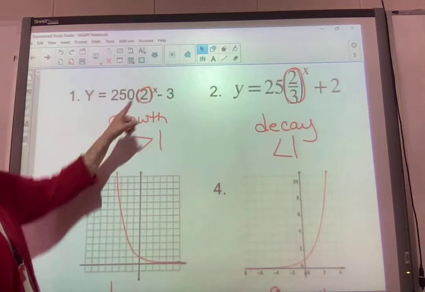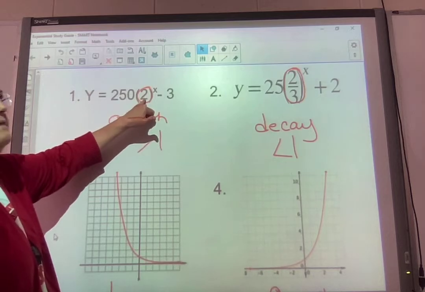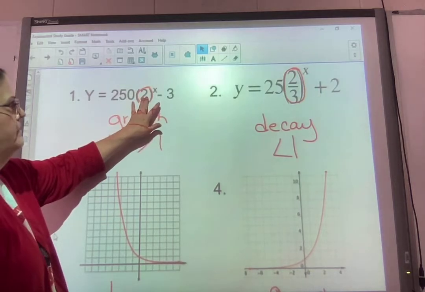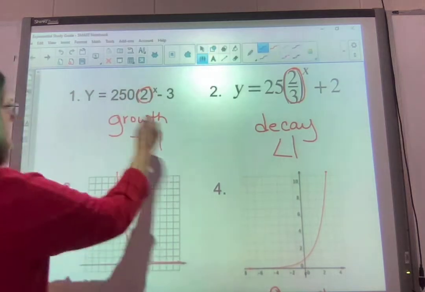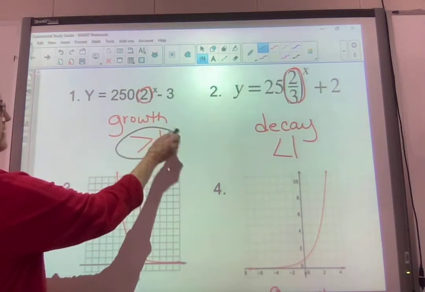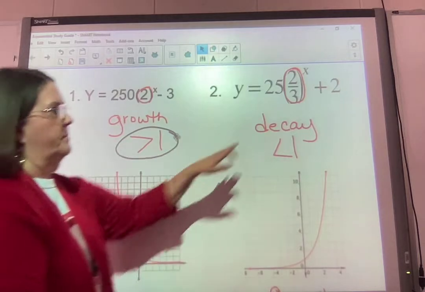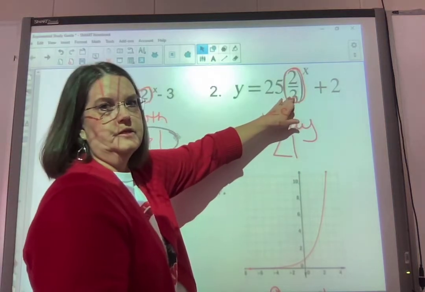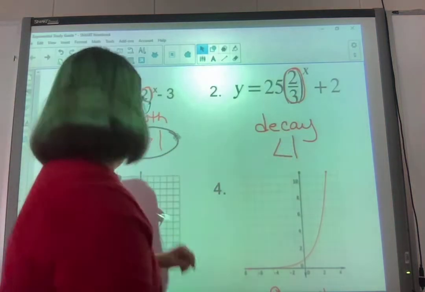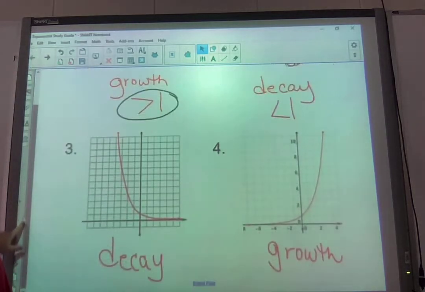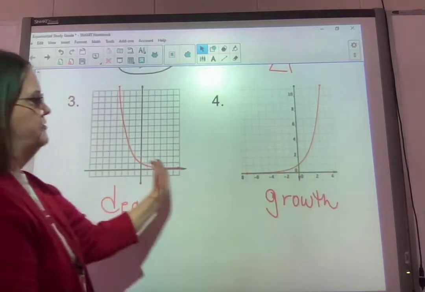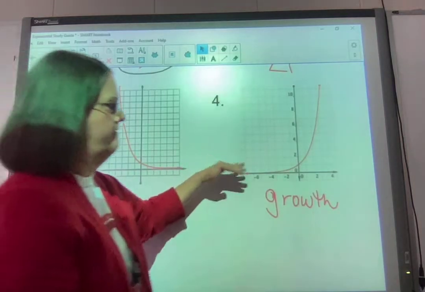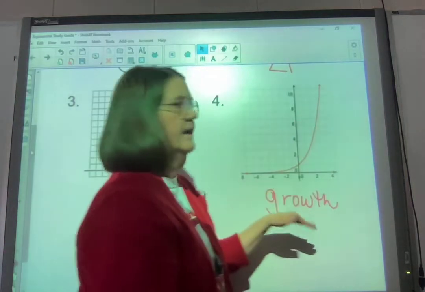This is growth when the number in the parentheses, the base, is greater than 1. So when your base is greater than 1, it is growth. When your base is less than 1, and 2/3 is less than 1, it's decay. When the graph is going downward from left to right, that is decay. When the graph is going upward from left to right, that is growth.